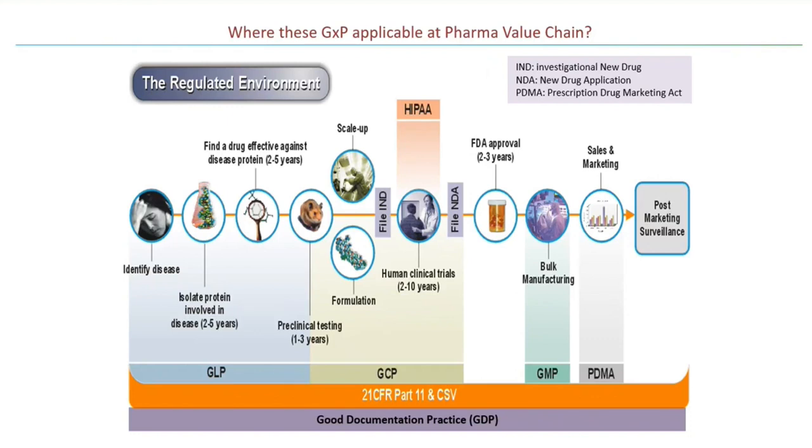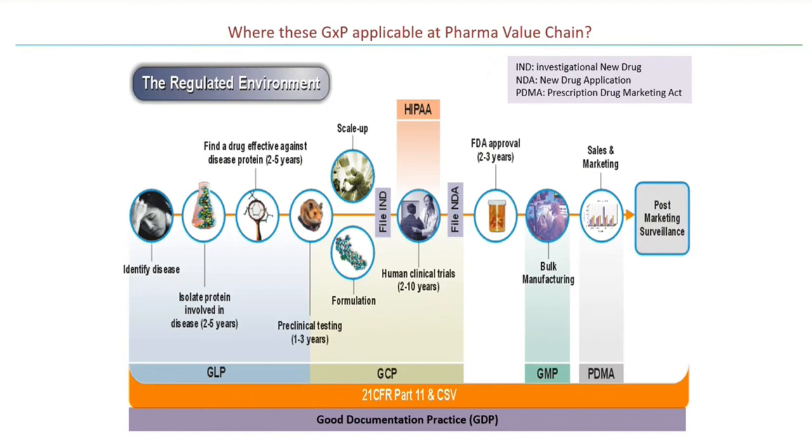Under R&D, we have good laboratory practices. Whatever is happening in the lab is called good laboratory practices. And the clinical trials, which are administered both in animals and in humans, fall under good clinical practice. And when it goes into manufacturing, it is called good manufacturing practice. We also have good distribution practice, which is your supply chain, the logistics of distributing the drugs across the globe.